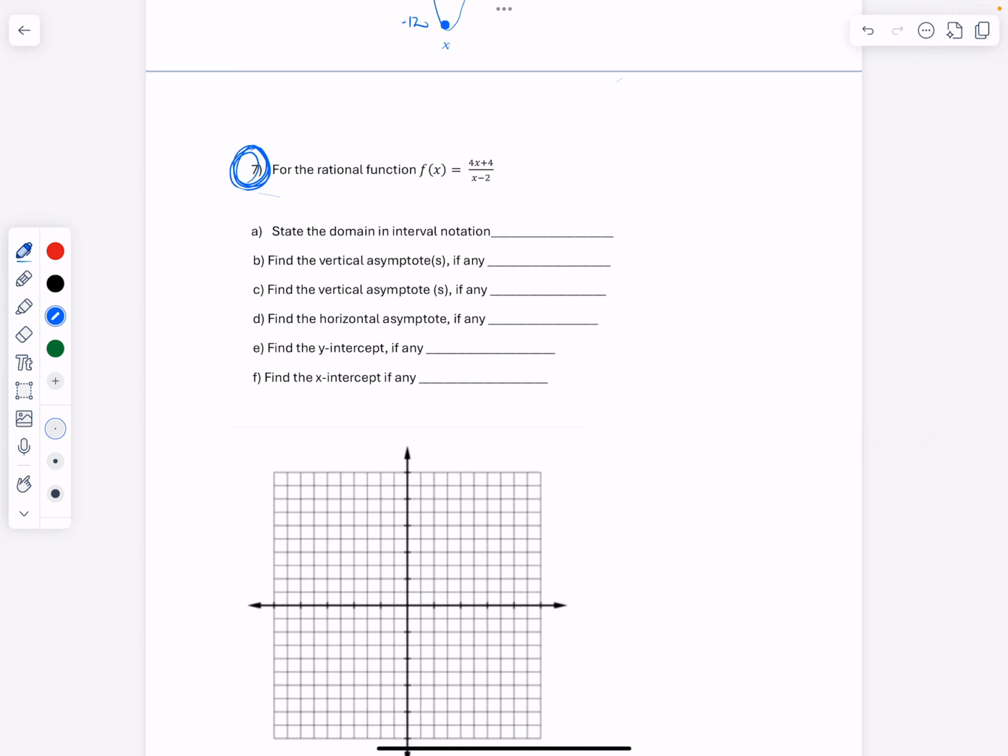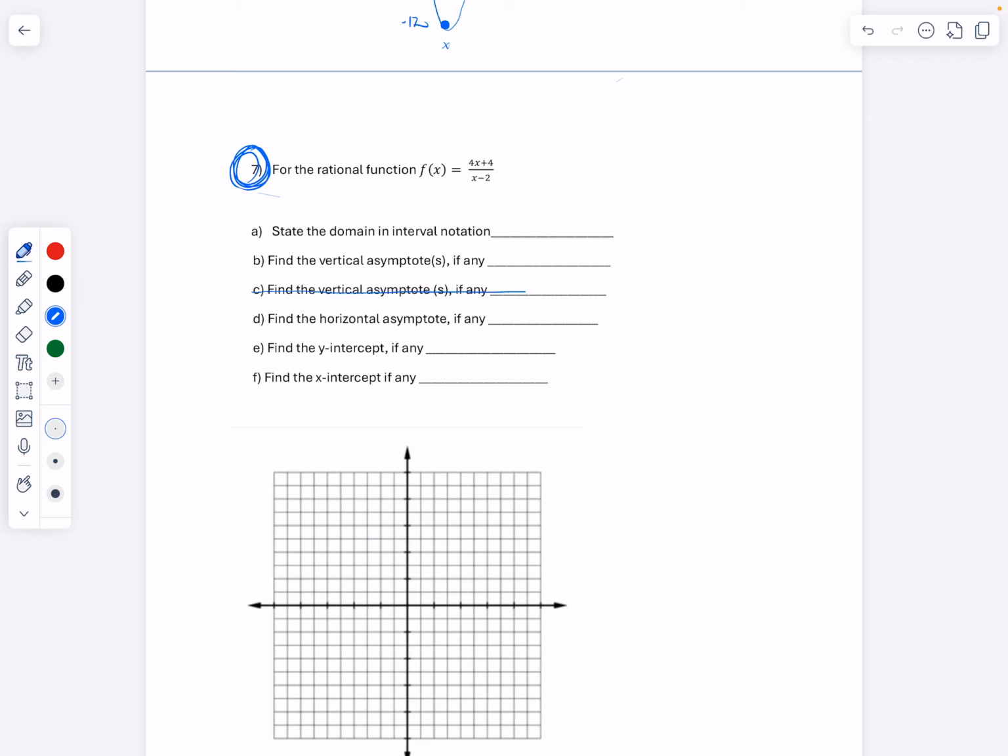This is question number 7 from the MAC 1105 paper test review. For the rational function f of x equals 4x plus 4 over x minus 2: Part A, state the domain in interval notation. B, find the vertical asymptotes if any.